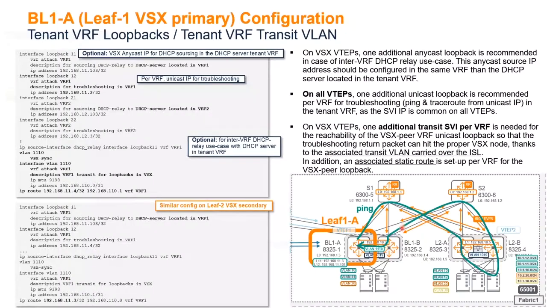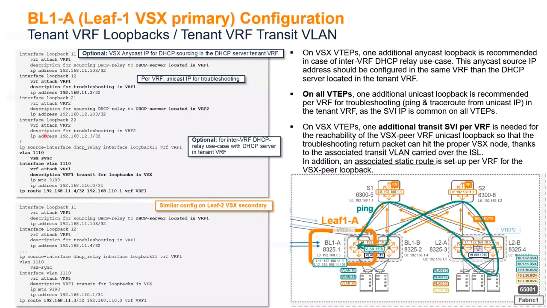So in order to make sure that the primary that initiates the ping receives the reply, you need to have a transit VLAN per VRF. So that's an extra configuration to be performed as well, and this is pretty much recommended for troubleshooting. It's something obvious that the network guy in operation would have to troubleshoot and have the reachability for workloads.